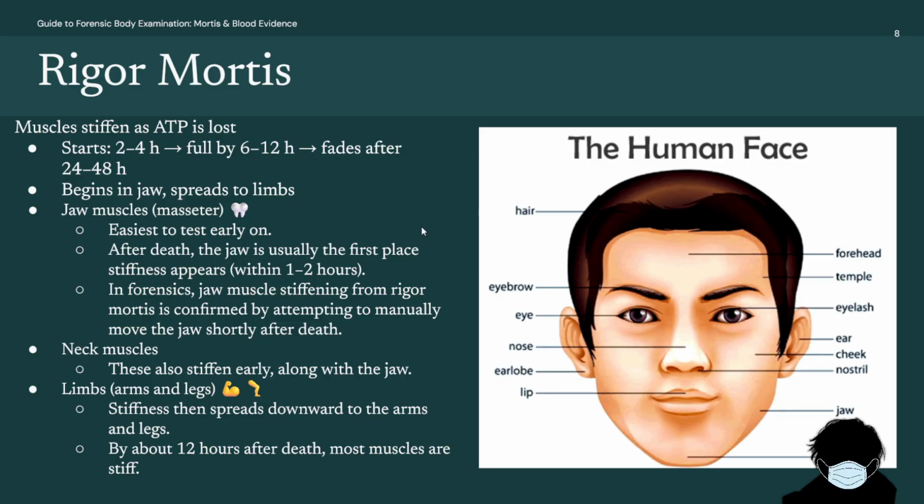The jaw muscles, or the masseter, is easiest to test early on. After that, the jaw is usually the first place where stiffness appears. In forensics, jaw muscle stiffening from rigor mortis is confirmed by attempting to manually move the jaw shortly after death. Neck muscles, these also stiffen early along with the jaw. Limbs, the arms and the legs, stiffness then spreads downwards to the arms and legs. And about 12 hours after death, most muscles are stiff.